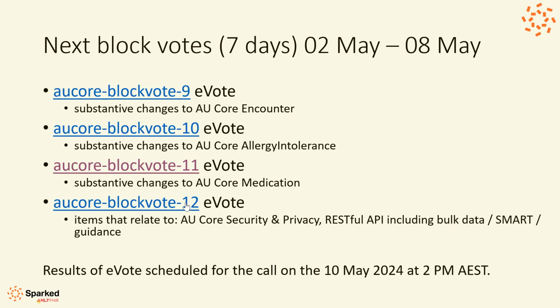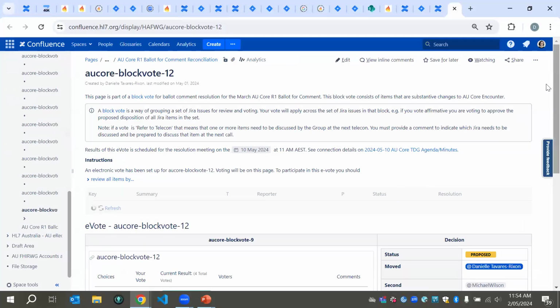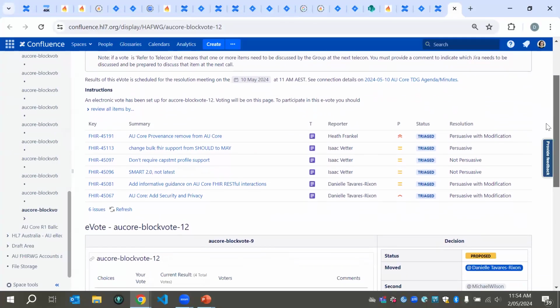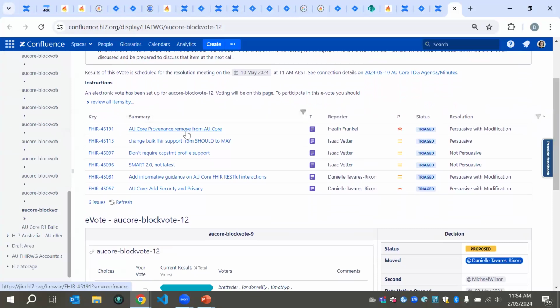And then block vote 12, which I referred to for provenance, are items that relate to security and privacy, RESTful API, smart guidance, and provenance should be in there. I'll just confirm that. I hope I'm not sending people on a wild goose chase. Yes, there it is. AU Core provenance, there's the issue. It's in that block. Okay.